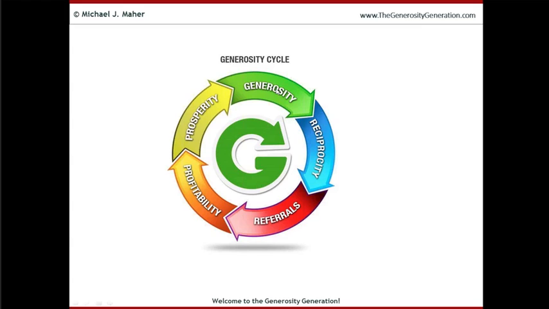Now, I want you to know, this isn't something Michael Mayer created. Now, I did create the cycle. I did create the steps. But I did not create the thought, right? That's a thought. It's a promise, in fact, that's over 2,000 years old. Yes, in Proverbs 11:25, it says, a generous one shall be a prosperous one. And what a powerful promise that is.